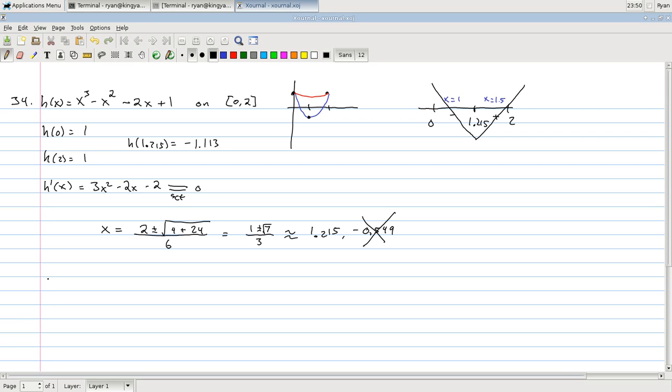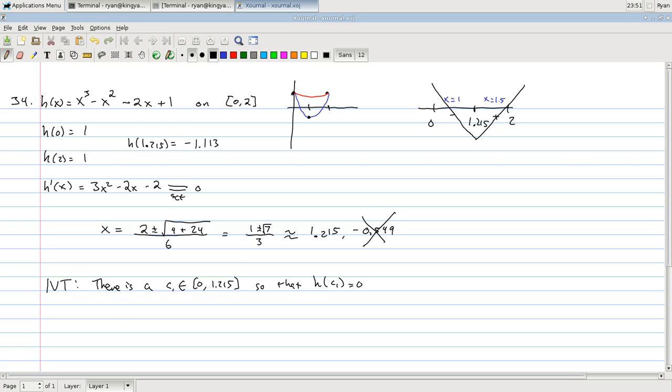That says, by the intermediate value theorem again, there is some number c, I'm going to call this c1 because it's in this first interval. This is between 0 and 1.215, so that our function h of c1 is 0. That's what the intermediate value theorem guarantees. So there is a root in this interval.